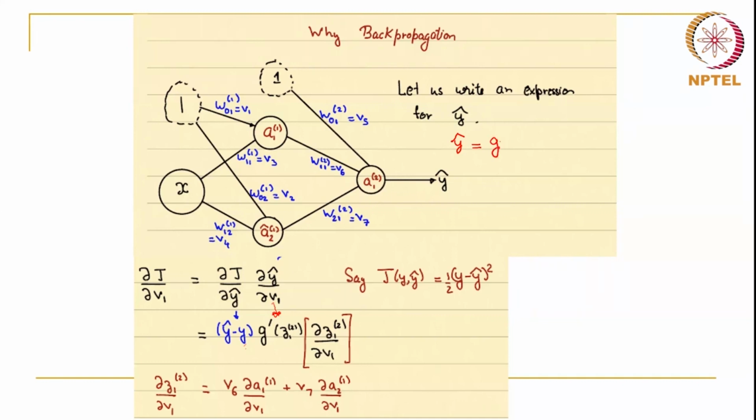is a12. A12 is a non-linear function applied on v5 plus v6 a11 plus v7 a21, and our convention was to call this z, the linear part. Okay, a is the non-linear part.